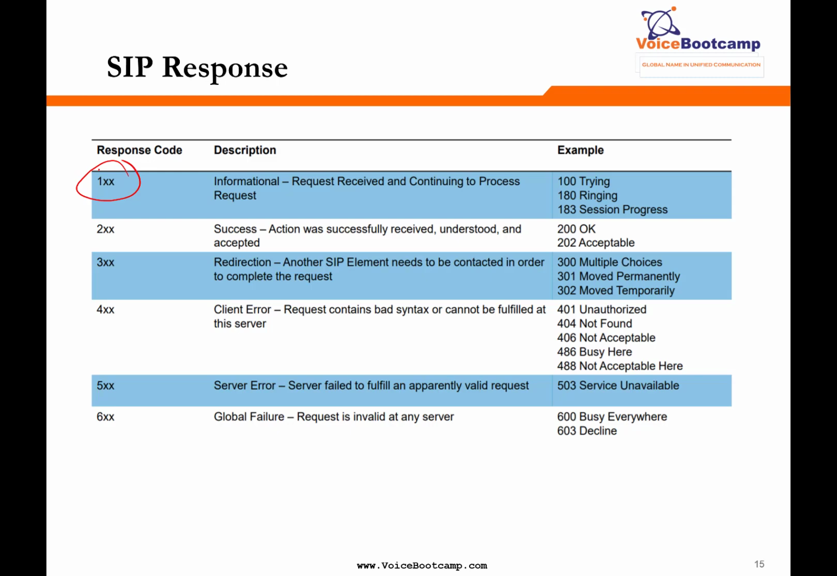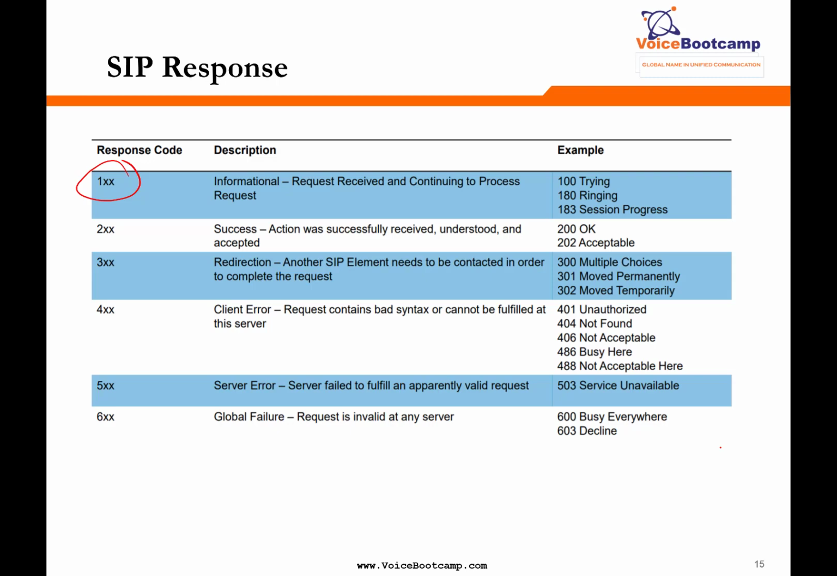3XX is an indication of redirection, another SIP element that needs to be contacted in order to complete the request. In this case it could be a temporary destination, it could be another proxy server or whatnot. 4XX usually represents a client-side error, meaning that certain requests may contain bad syntax or information that may not be available, such as the host, or the phone number you're trying to dial may not exist or was not found. In that case, the other party will send a host not found message. If the other party is busy, for example, they will send you a 486 error message.